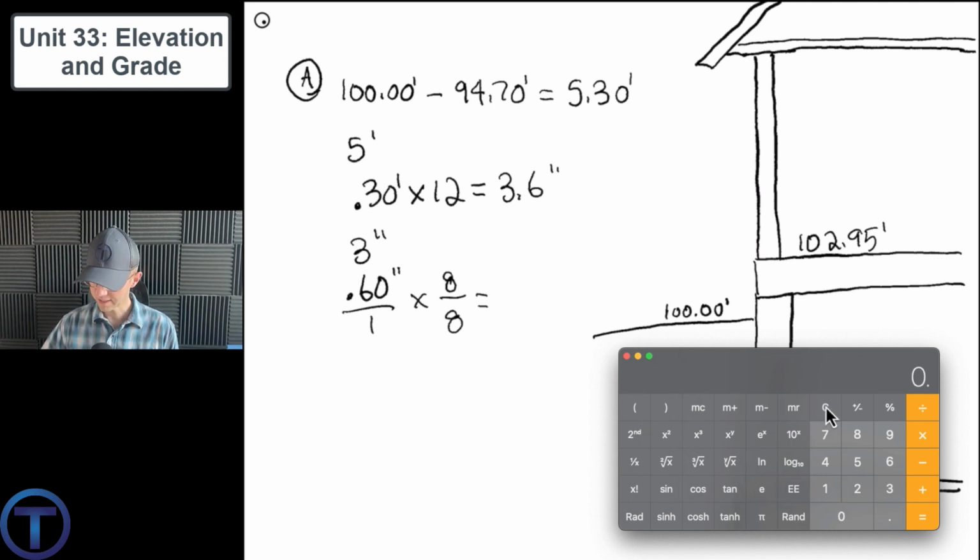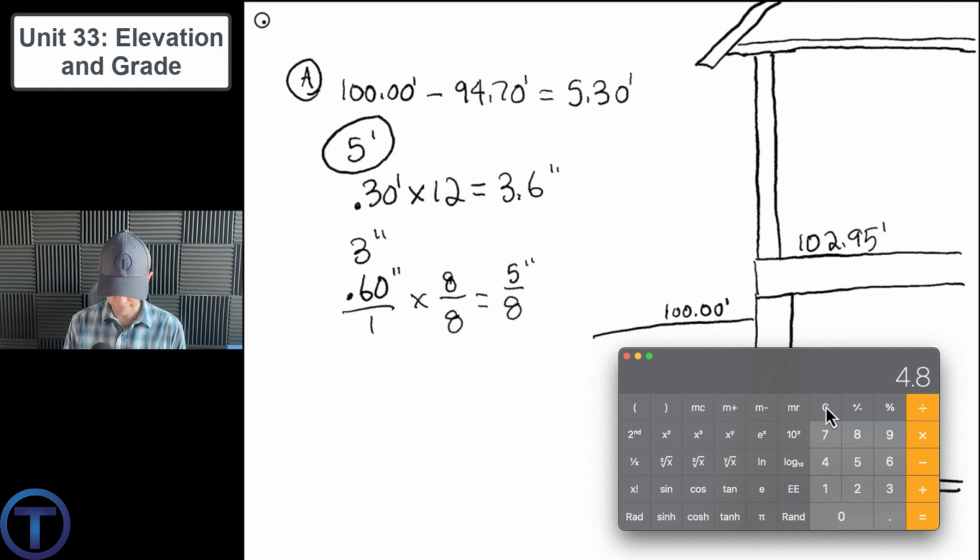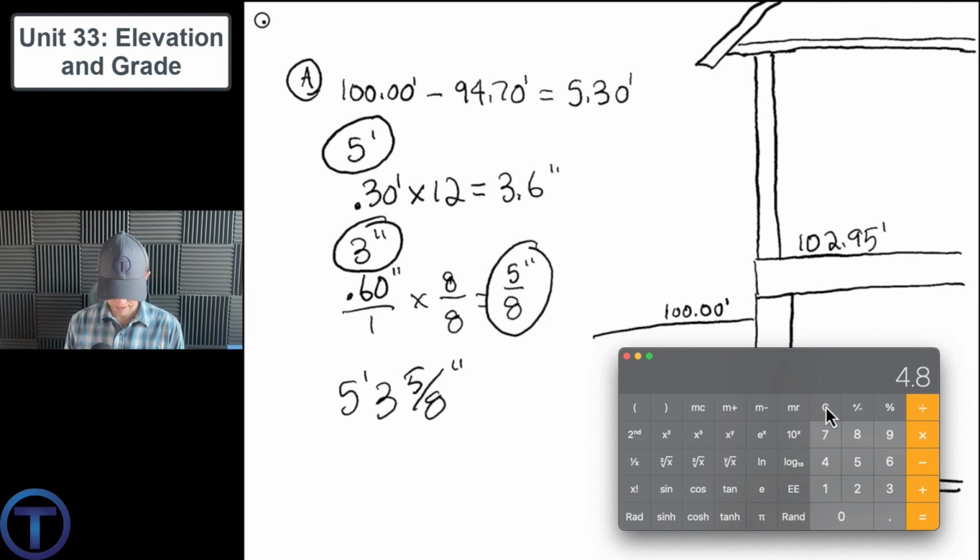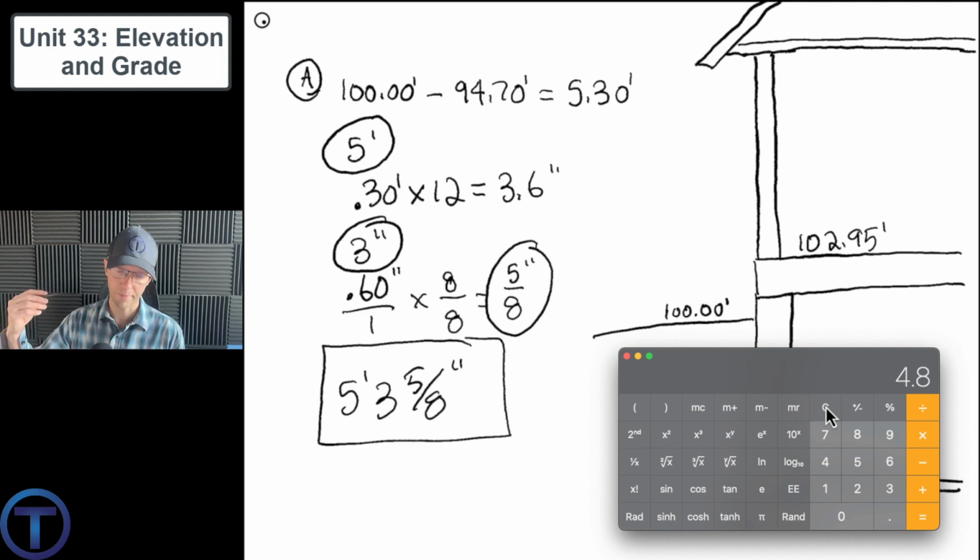So that's going to be 0.6 times 8. That's going to give me 4.8, or pretty close to 5 over 8. I'm going to combine these pieces, right? I knew I had 5 feet, 3 inches, and 5/8 of an inch, so it should be 5 foot 3 and 5/8 of an inch. That is my difference from finished elevation at 100 down to the basement level.